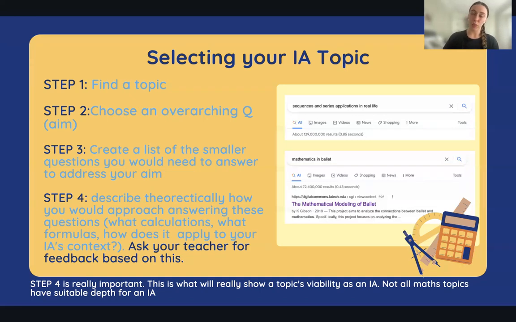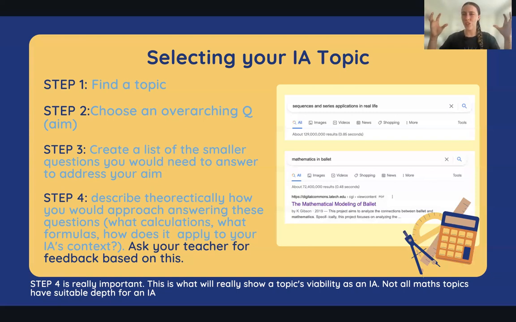And what you're looking out for is whether there's enough depth there to be able to base an entire IA off it, and also whether the questions that you're answering are logical and, again, link back to the aim or the overarching question that you're trying to answer. So assess that overarching question.